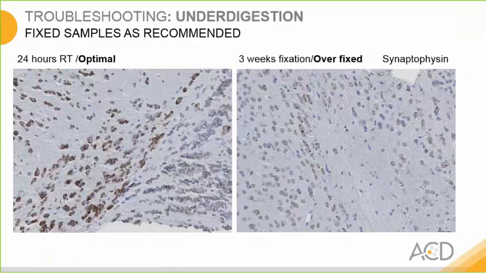So another way to address the under-digestion problem, if you have the flexibility, for example, if you're using mouse samples, is to start from preparing fresh tissues and using the recommended fixation time. As you can see from this slide, in this experiment, you can compare samples being fixed for 3 weeks versus samples fixed for 24 hours as recommended. You can see the signal is much, much weaker when your sample is over-fixed.